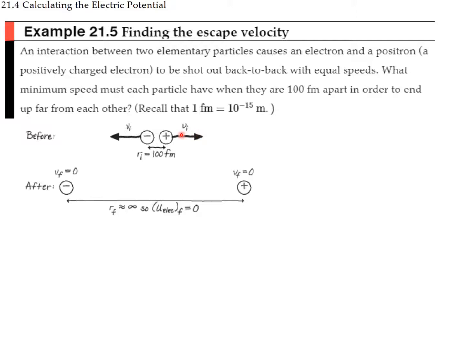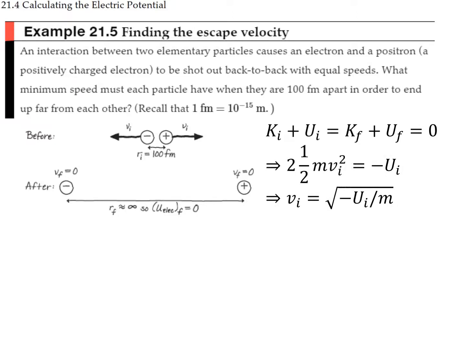In other words, if v is too small, this particle is going to move away and then come back. And if this is large, then this will be able to escape. So in the end, if they escape, they will be far away, so the electric potential energy is going to be 0. So we have conservation of energy. The initial energy equals the final energy.